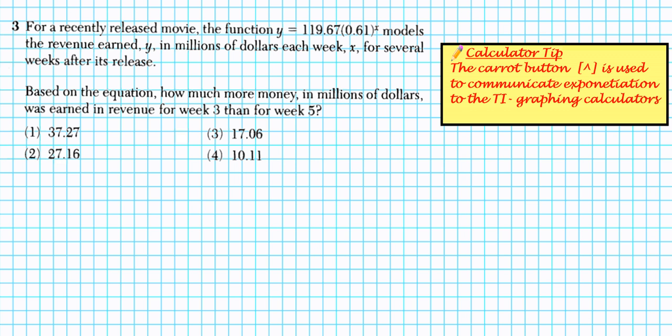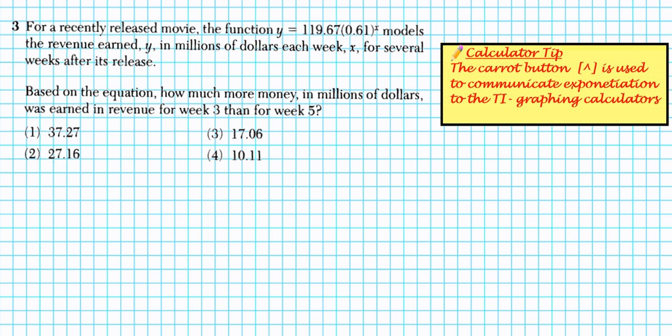All right, let's take a look at problem 3. It says for a recently released movie, the function y equals 119.67 times 0.61 to the x models the revenue earned y in millions of dollars each week x for several weeks after its release. Based on the equation, how much more money in millions of dollars was earned in revenue for week 3 than for week 5?